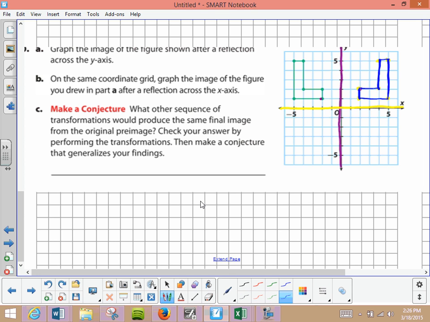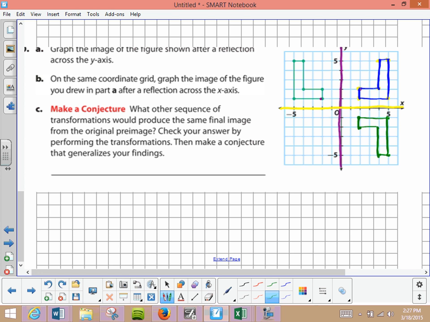So now we're going to cross it over here, do the same thing. This point is 1 away. The other one is 2. This one is 2. This one is 1. This one is 5. And that one is 5. So I can connect the dots, and I end up with this, right? How many of you got that? Awesome. Okay. All right. So make a conjecture.